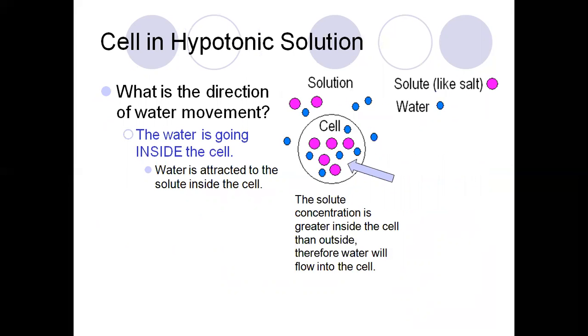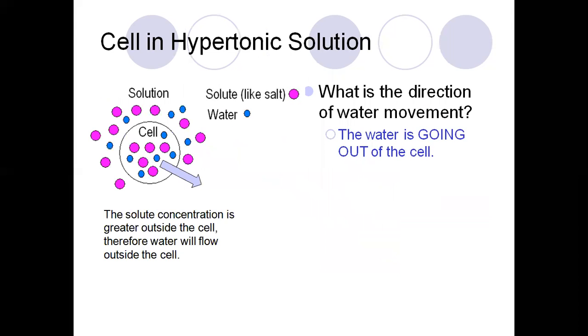But in a hypotonic solution, there is a higher concentration of solute inside and a low concentration of solute outside. What is the direction of water movement? The water is going inside the cell, because water is attracted to the solute inside the cell. In a hypertonic solution, there is a higher concentration of solute outside and a lower concentration of solute inside. What is the direction of water movement? The water is going out of the cell.